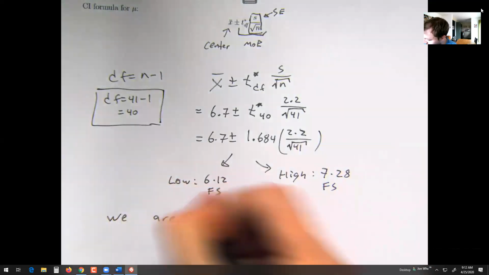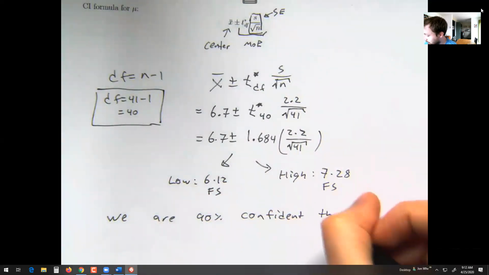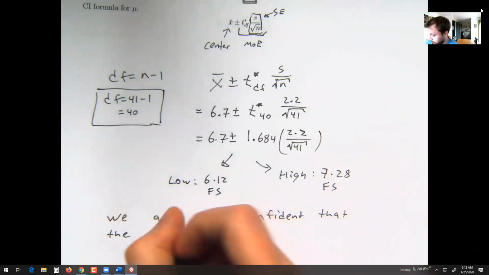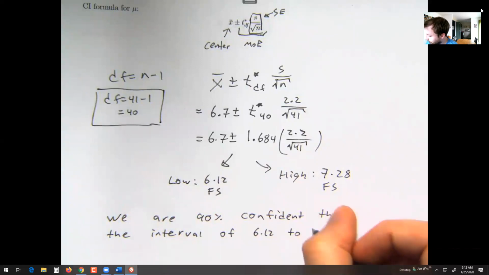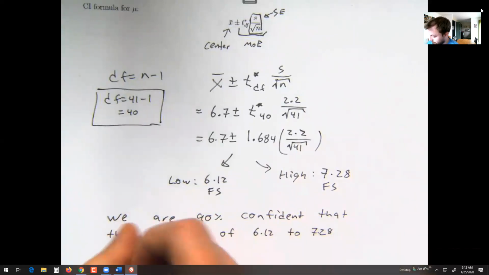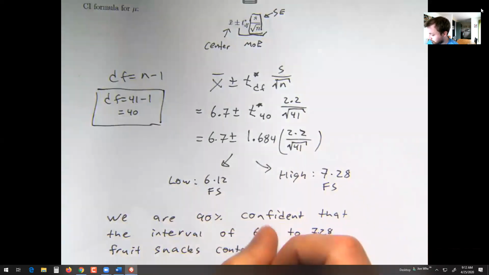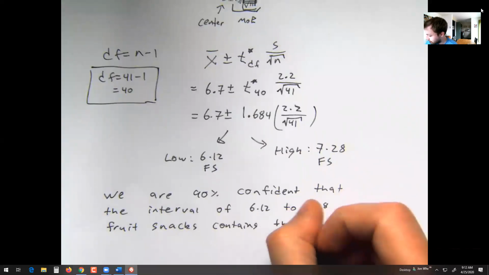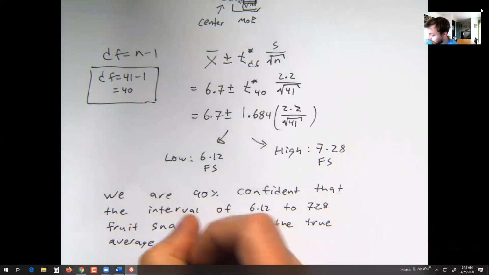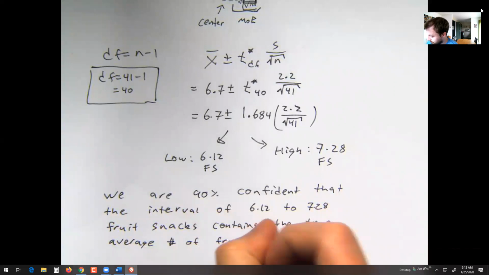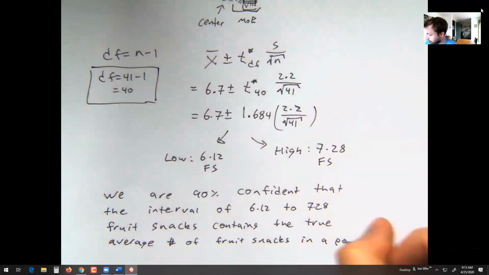So the sentence that would go along with this would look like: we are 90% confident that the interval of 6.12 to 7.28 fruit snacks contains the true average number of fruit snacks in a pouch of Fruitastic.